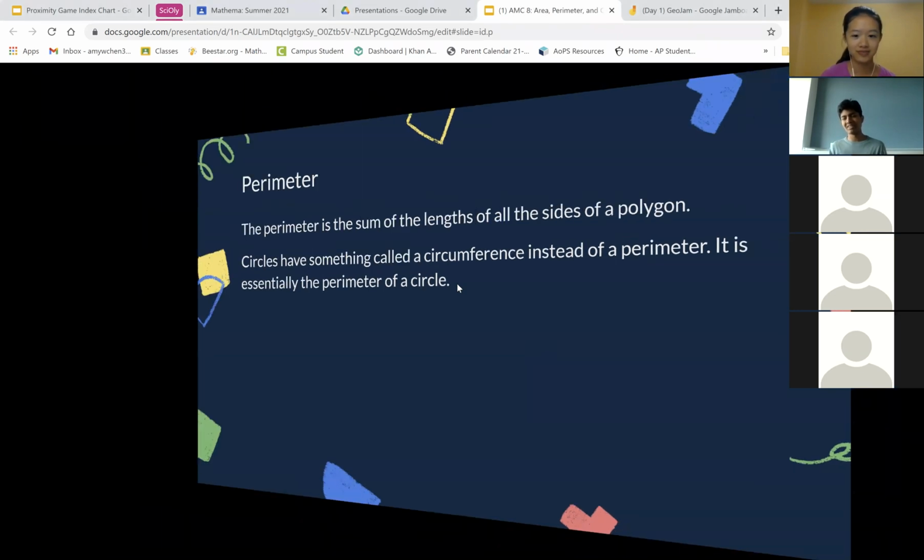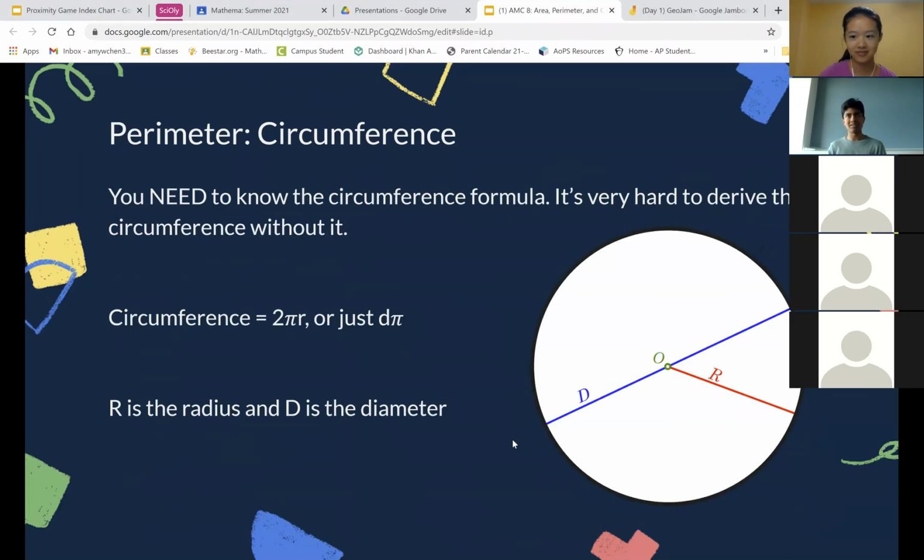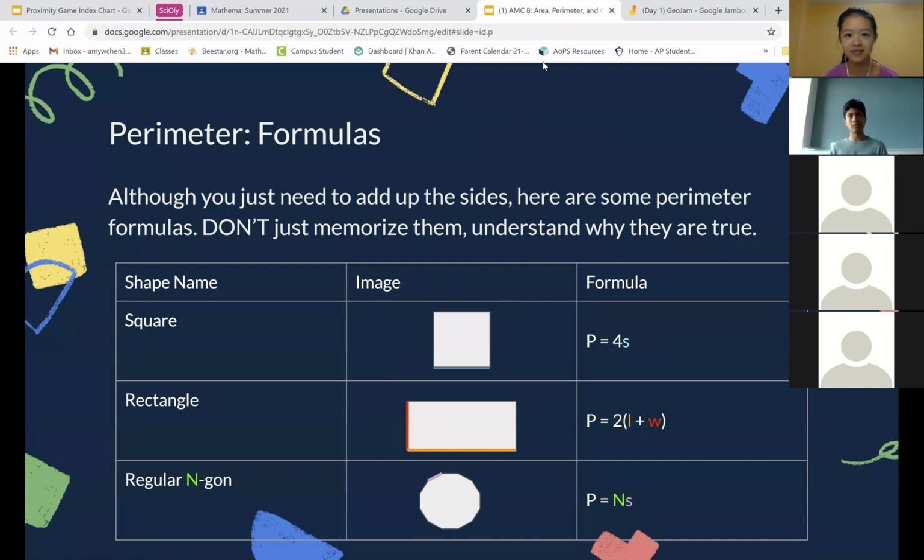I hate excessive formula use, because it just shows that you can memorize formulas. It gets questions right, but at the same time, you can just solve it without a formula. So these are pretty trivial then. Squares, you add all the sides up. Rectangles, you add all the sides up. Regular n-gons, you just add them all up, or you just do the number of sides times the length of each side. So yeah.